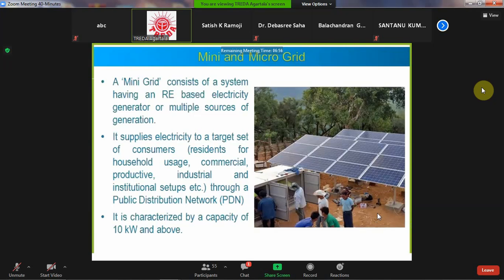We have done one success story in our Tripura. I will show this picture also. In this way, the villagers are facilitated with every kind of appliance. They can also run TV, and this is the milk freezer, and some lighting purposes, mobile charging, everything they are facilitated with by this power plant. So this microgrid power plant and mini microgrid power plant is very much useful in rural areas.